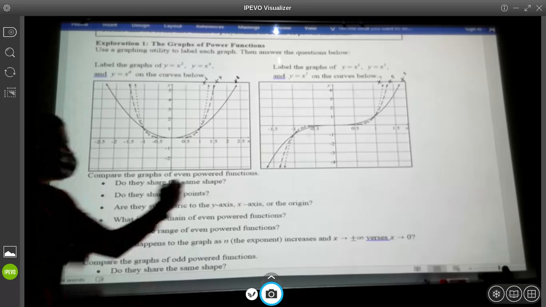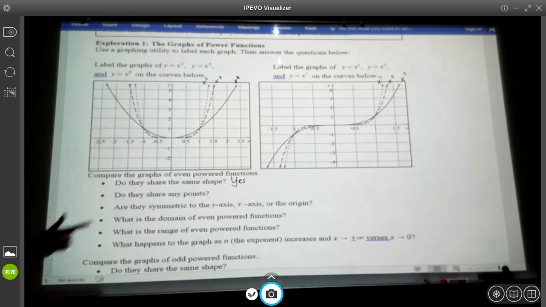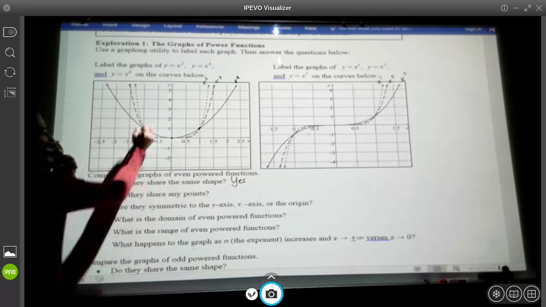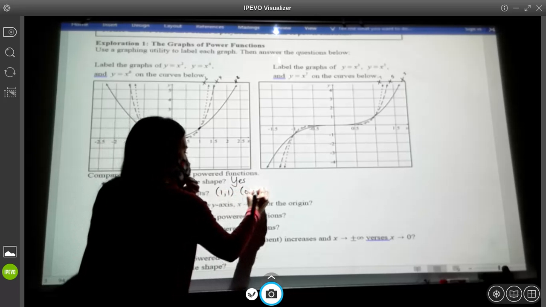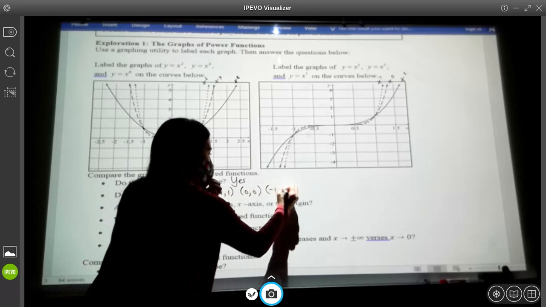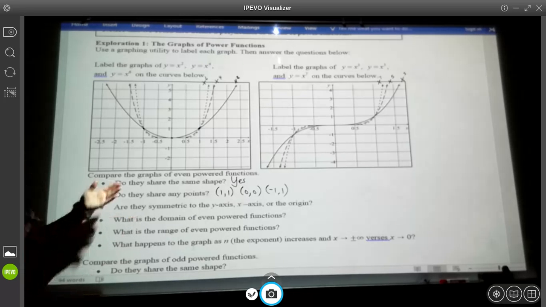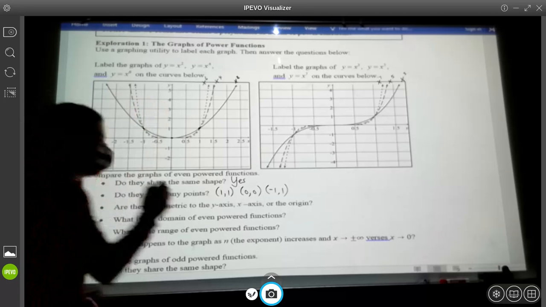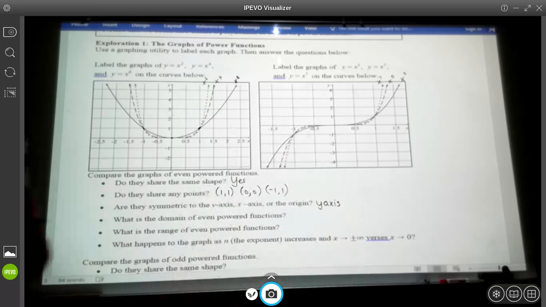Do they have the same shape? Yes. On the even ones, do they share any points? Yeah. They all go through the points (1, 1), (0, 0), and (-1, 1). Are they symmetric to the y-axis, x-axis, or the origin? Well, we can see the even ones are definitely symmetric to the y-axis. For every (x, y) that lives on the graph, so is the opposite (-x, y).